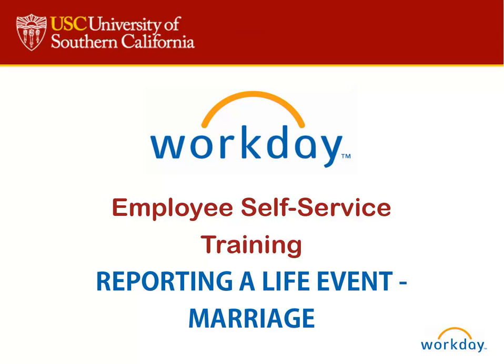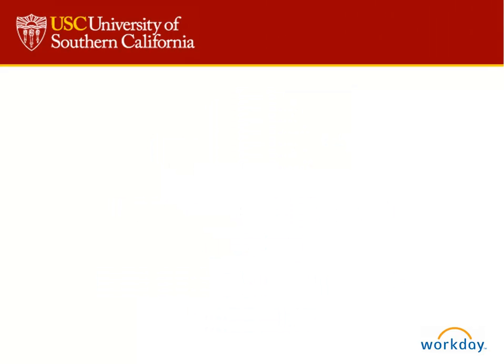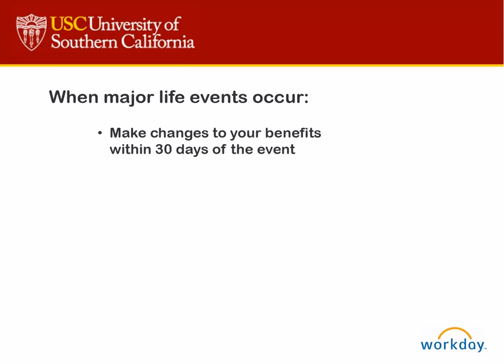This lesson will focus on the steps to take in Workday when you are reporting a marriage. When major life events such as this occur, you should modify the structure of your benefit elections within 30 days of the event date. If you do not report the event within 30 days, you will have to wait until open enrollment to do so.